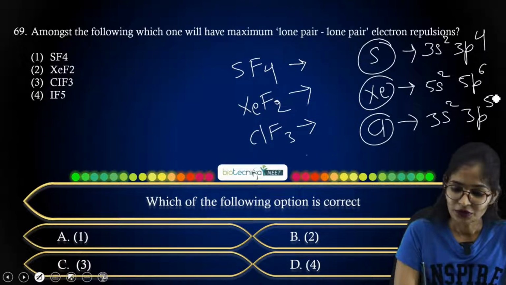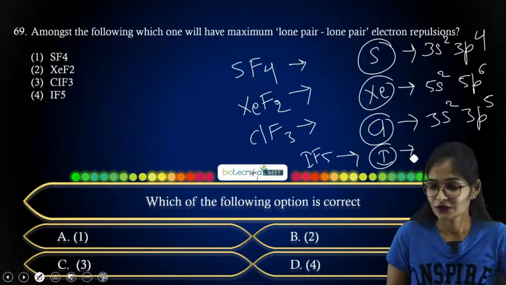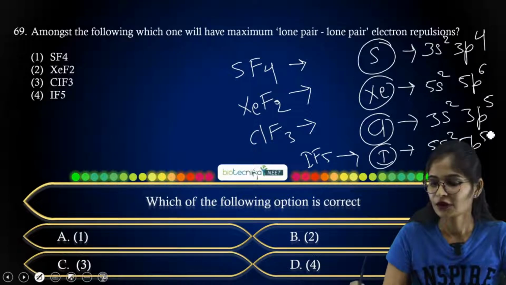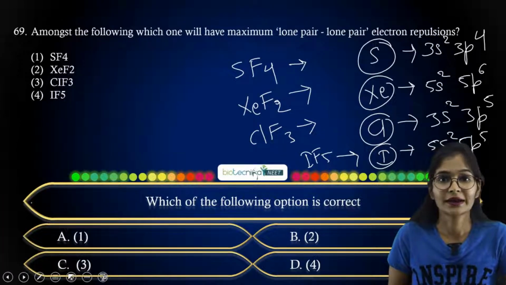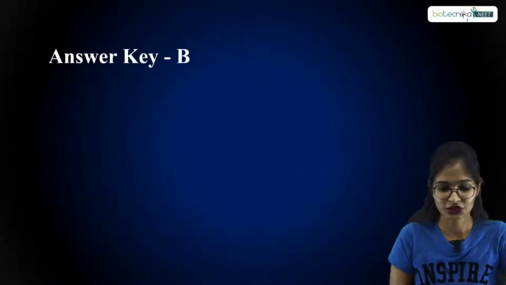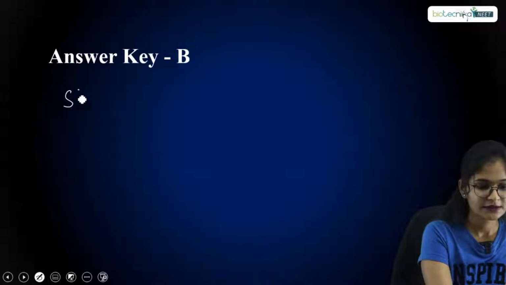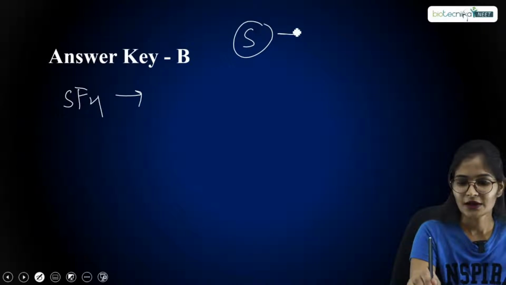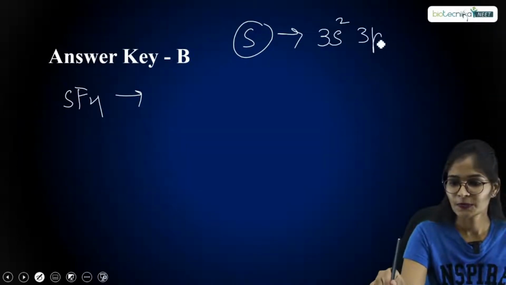Now coming to the last one, IF5, where iodine's valence electronic configuration will be 5s2 5p5. Now let us look at how we can get the hybridization of each molecule. Coming first to SF4, sulfur has the valence electronic configuration 3s2 3p4.